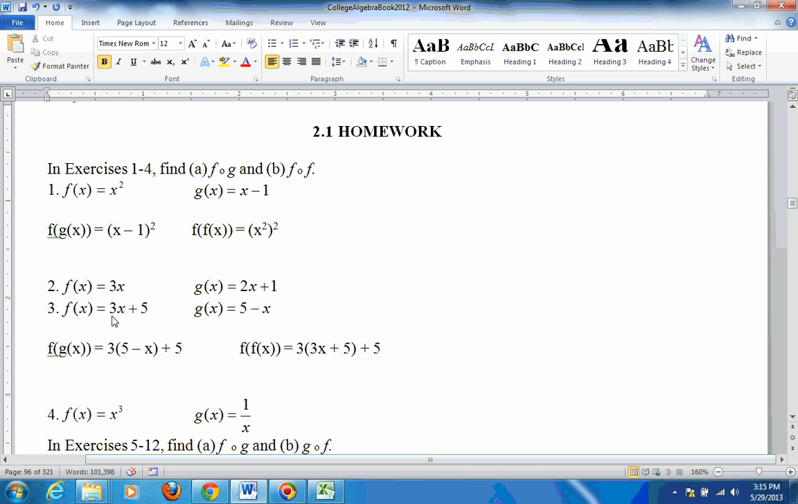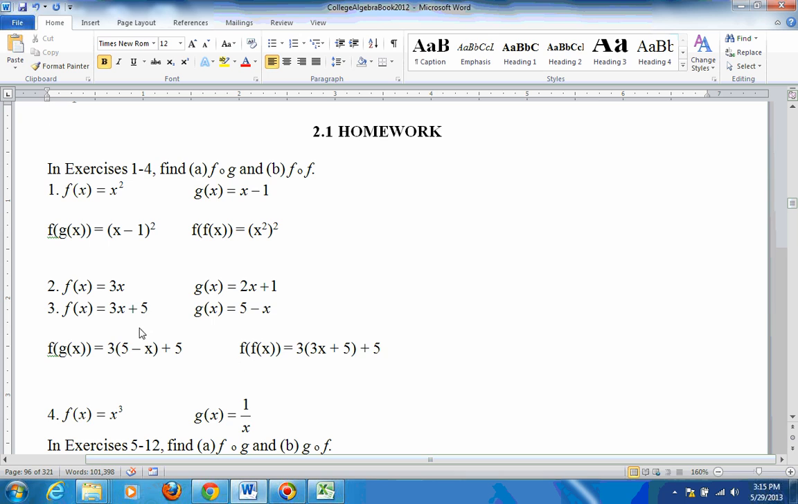Here's problem 3. F of x equals 3x plus 5 and g of x equals 5 minus x. F of g of x means put the g of x function, 5 minus x, in there for x. So it would be 3 times the quantity, 5 minus x, plus 5. And then you could just distribute it through and combine like terms.